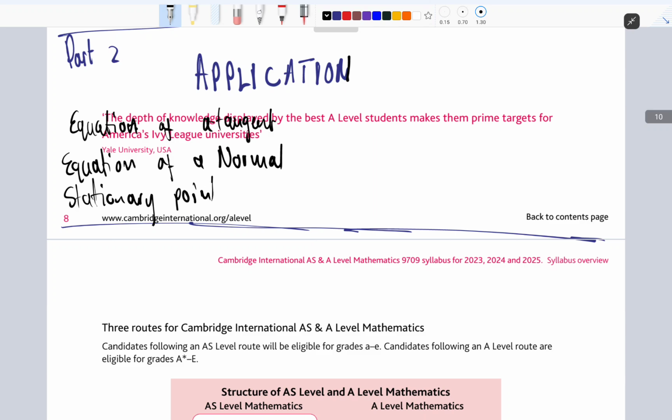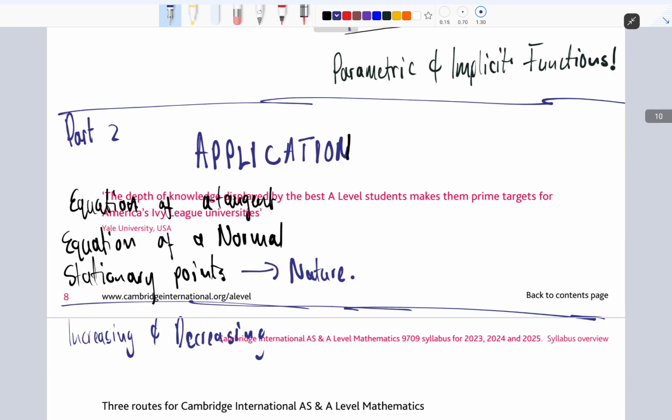Not only that, we have the equation of a tangent and stationary points, and you must also be able to find increasing and decreasing functions, like intervals. We'll talk about it. You should also be able to find the nature of stationary points, because you are going to learn about what we call the second derivative and the third derivative. You'll be just using the same things that we have talked about.